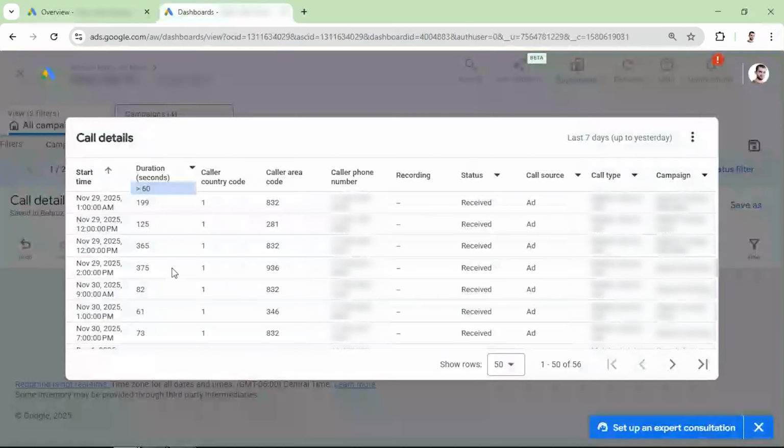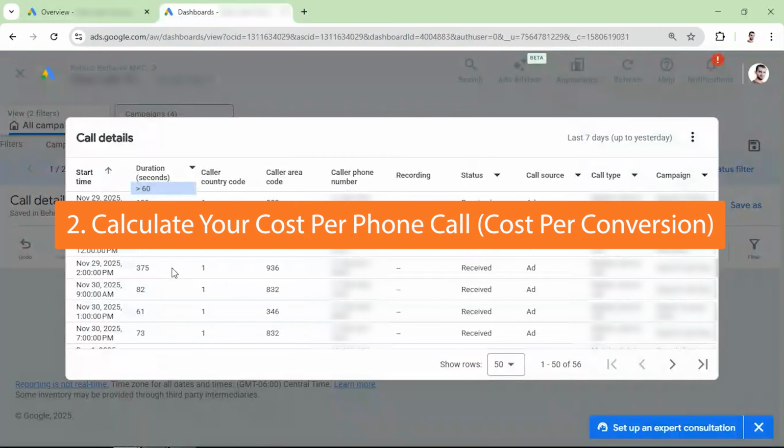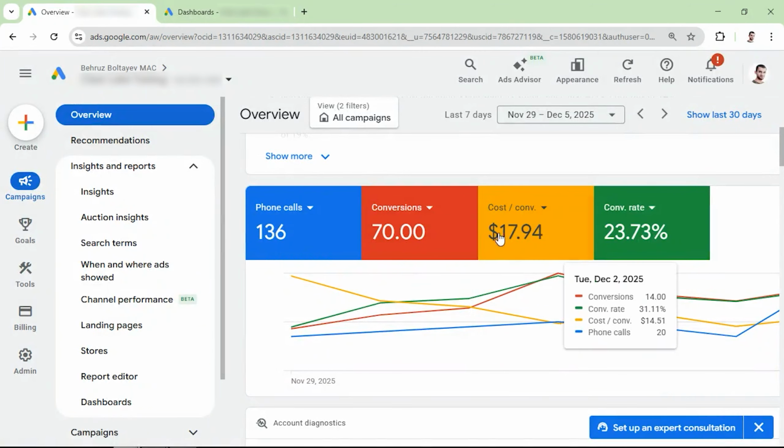And the next thing I would suggest is that you measure the cost per phone call or cost per conversion. Again, from here we can see the cost per conversion. These conversions are mostly phone call related conversions, but in certain industries they can also get form submissions as well as phone calls. But in your case, you should calculate how much your cost per conversion is, and your conversions should be phone call related conversions.